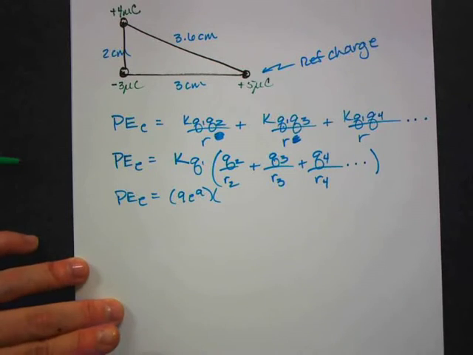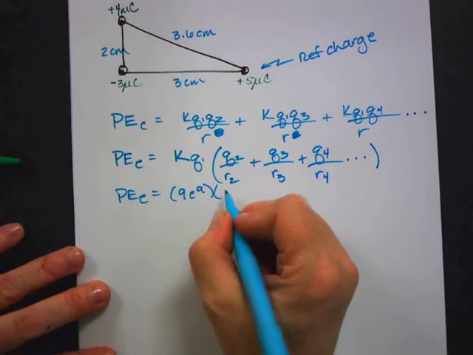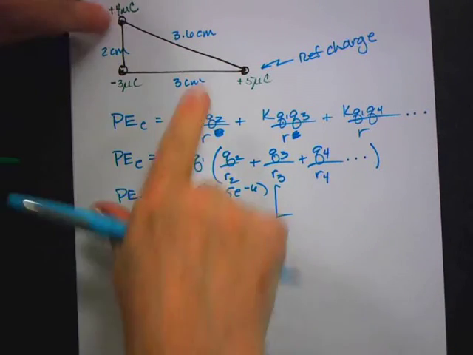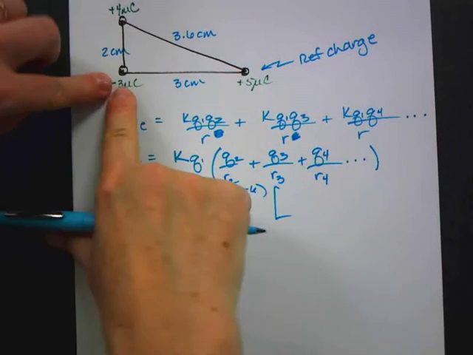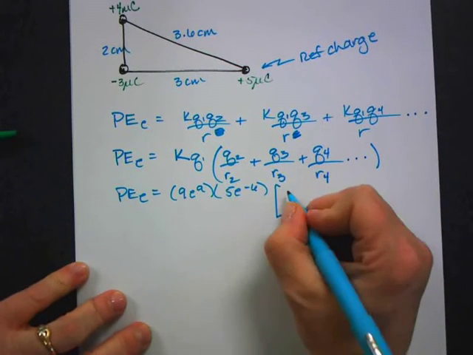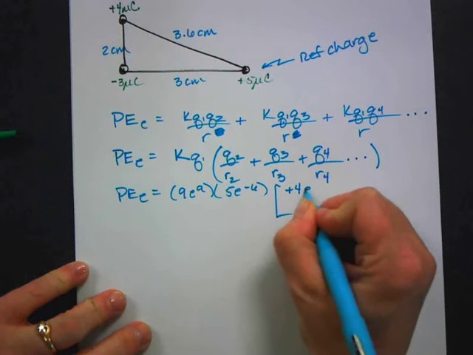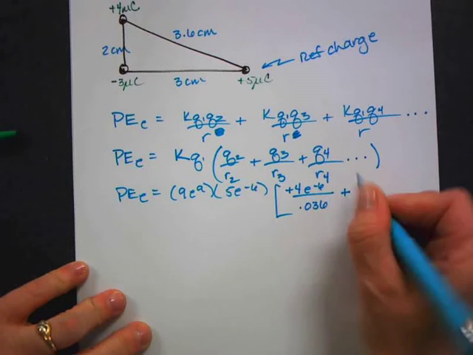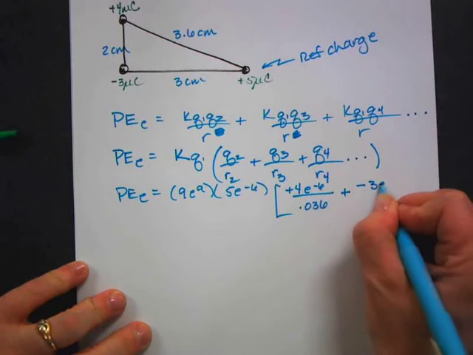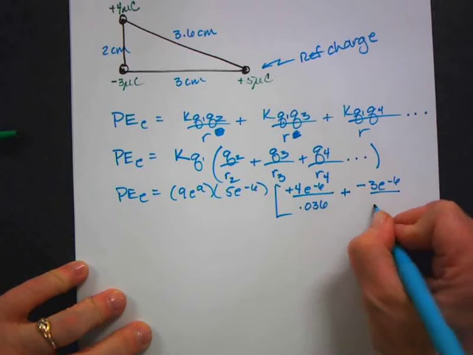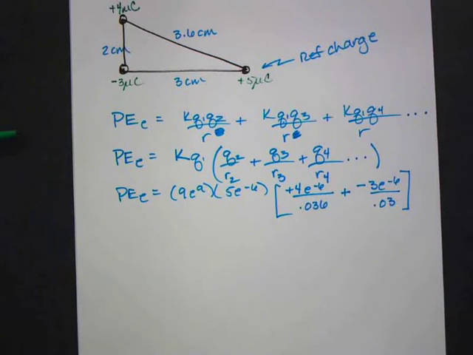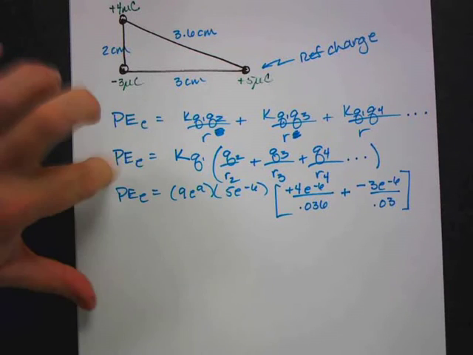So let's actually put our numbers in. K is 9 times 10 to the 9. Q1 is 5 times 10 to the negative 6. And then we're going to multiply that by this charge over this distance and this charge over this distance. So let's start with the upper right-hand corner. Positive 4 times 10 to the negative 6 divided by 0.036 plus negative 3 times 10 to the negative 6 divided by 0.03.